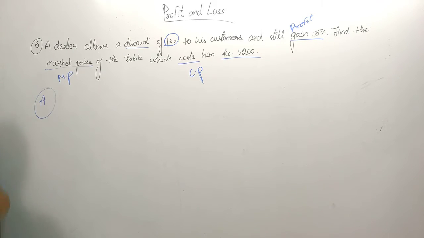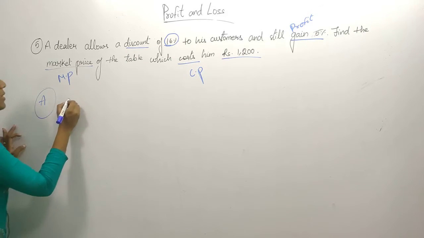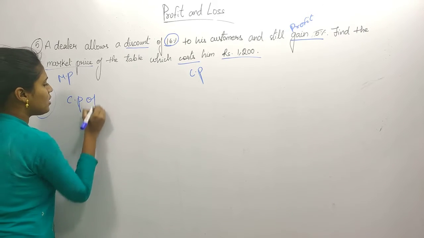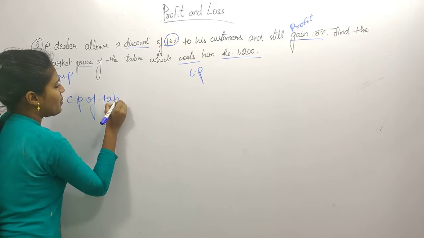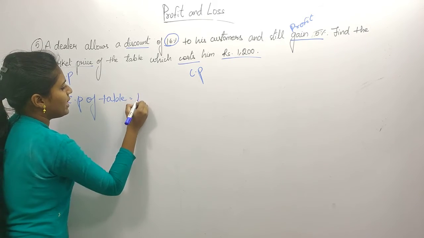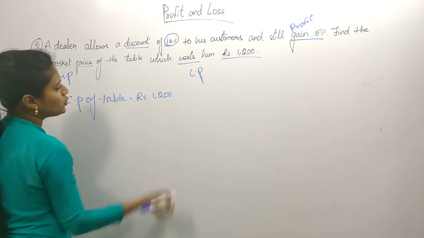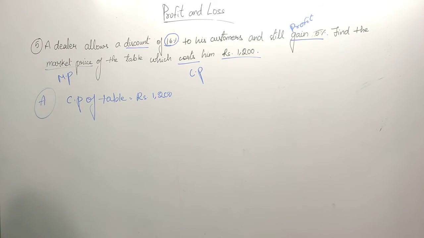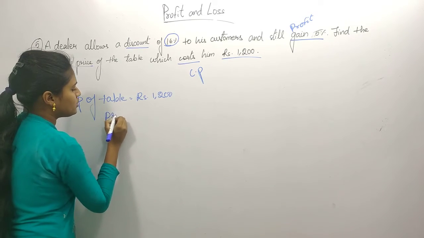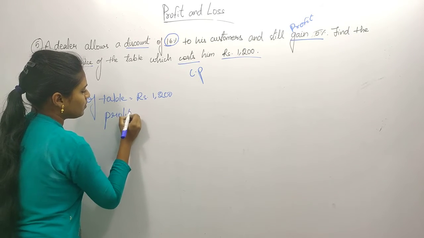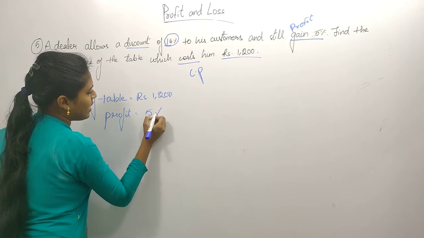What is given in the question? First you have to write out the cost price of the table. Cost price of the table is equal to rupees 1,200. And profit, how much is given? Profit percent is equal to 5%.